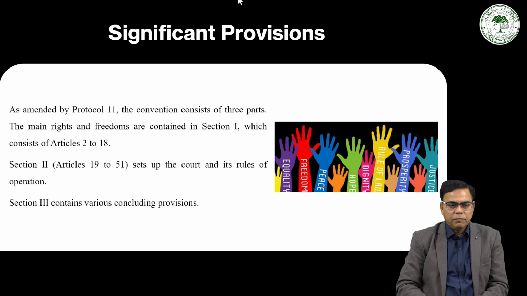The main rights and freedoms are contained in Section 1, which consists of Articles 2 to 18. Then Section 2, Articles 19 to 51, sets up the court and its rules of operation. And Section 3 contains various concluding provisions.